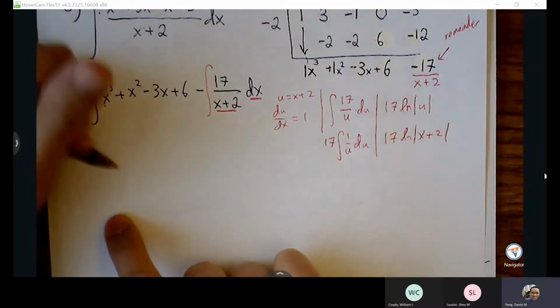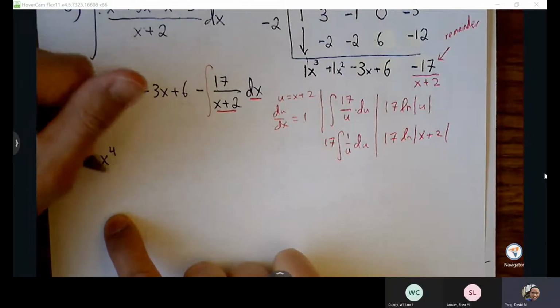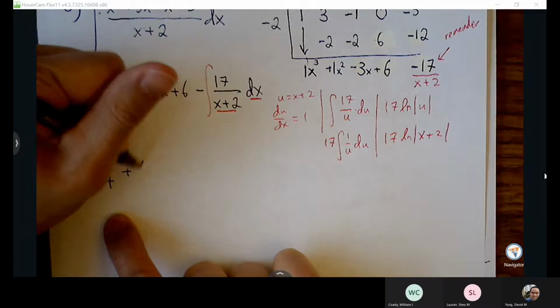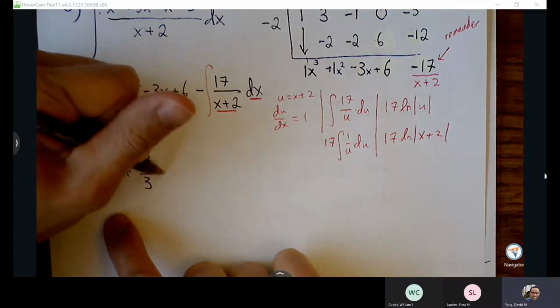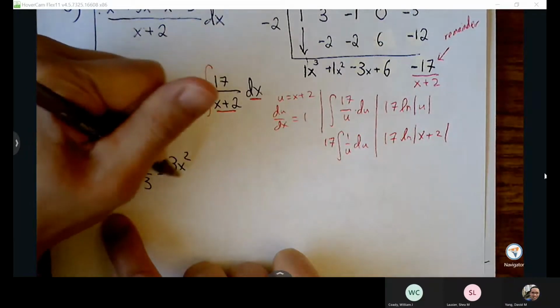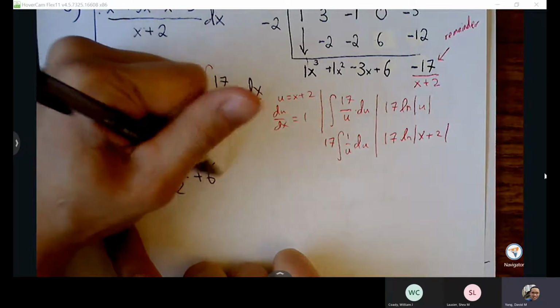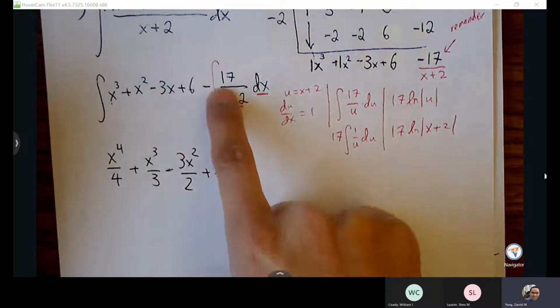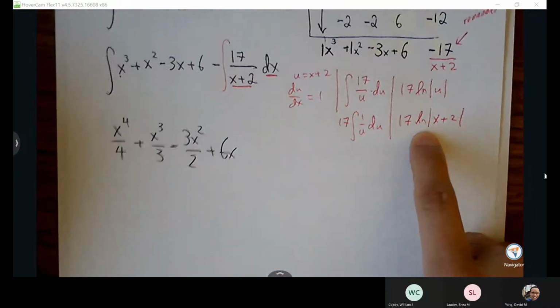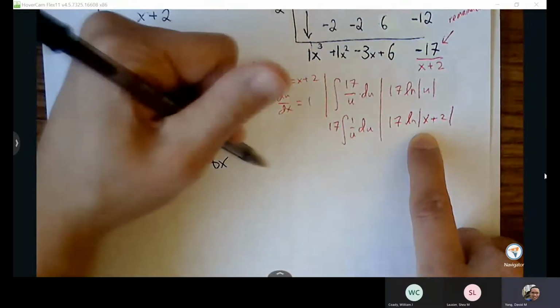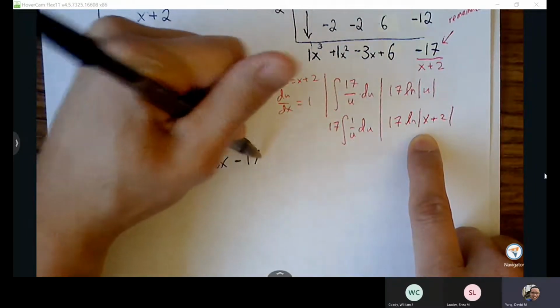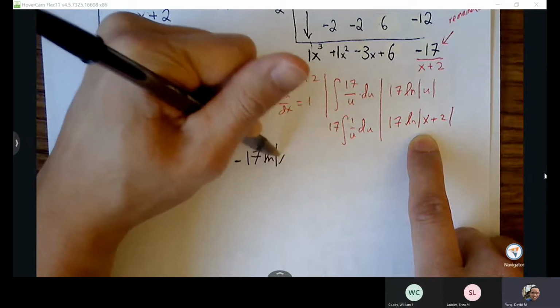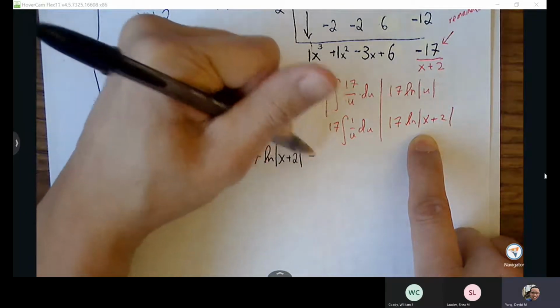Okay, so let's do power rule here. X to the 4th over 4. X cubed over 3. X squared over 2. 6x, and then minus my antiderivative of this expression. And don't forget plus c.